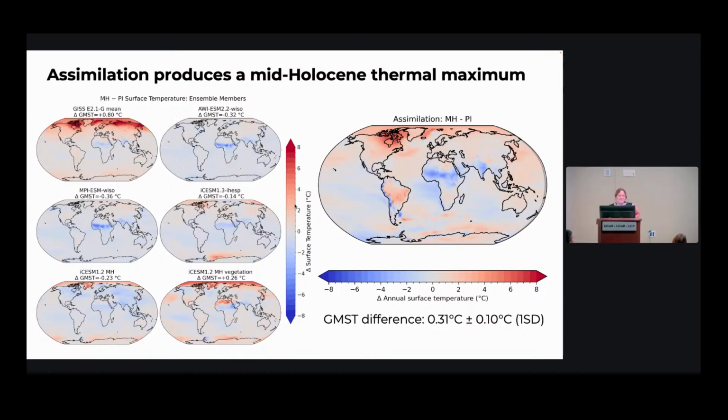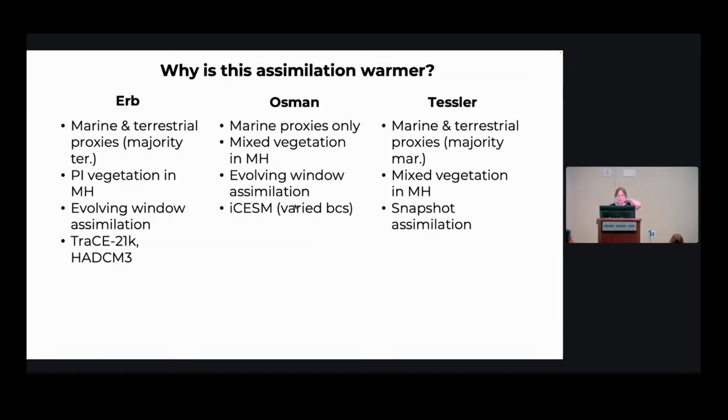I didn't have time to put validation slides in here just because it's already kind of a long talk, but when we look at this against validation data, the TEM12K data set, as well as precipitation and precipitation minus evaporation data from different kinds of proxies, we see this assimilation performs better than the prior ensemble mean. So why is this assimilation warmer in the mid-Holocene, and the other 2 don't approach the warmth of our proxy compilations? We can do ad hoc sensitivity tests that mimic the experimental setups used in these assimilations to try to get an answer for that.